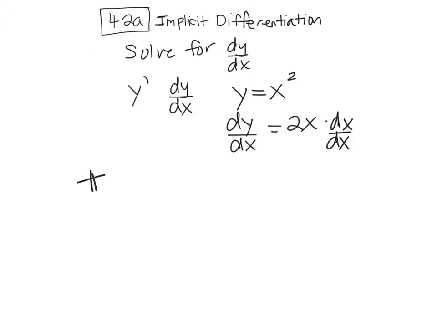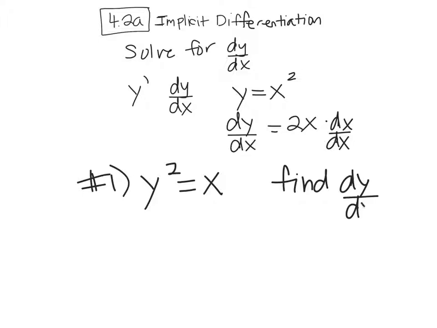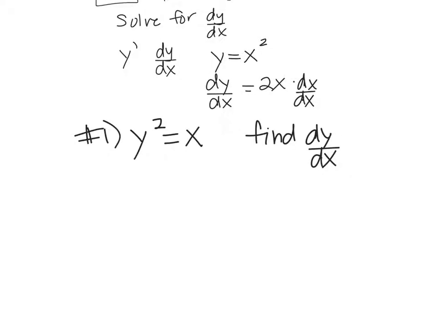So here we go, number 1. Suppose now we have y squared equals x, and we need to find dy/dx. This is a sideways parabola. It's a basic parent function, a sideways parabola that goes to the right. It looks like this. Not a function. Now we're going to find the derivative of that.